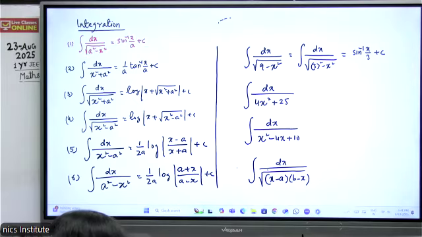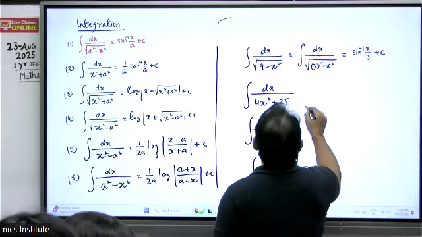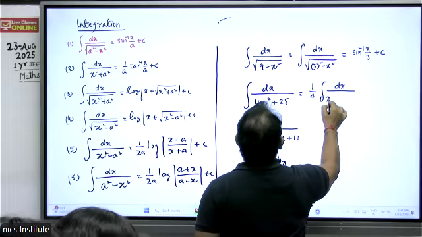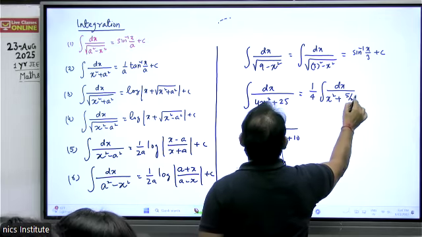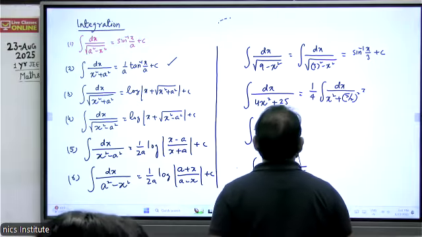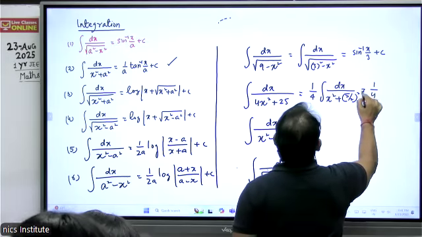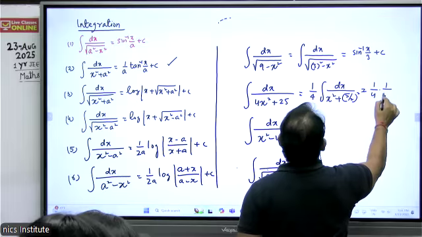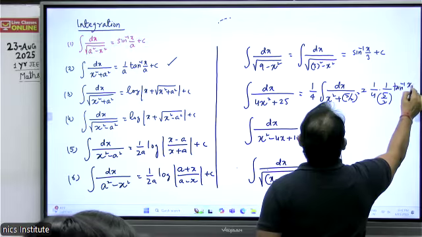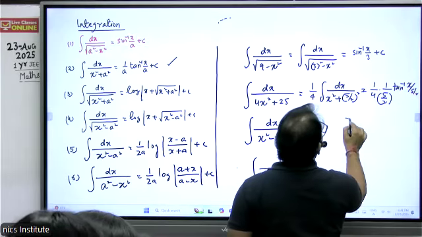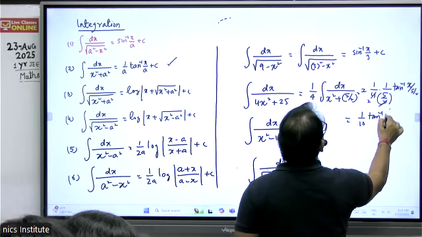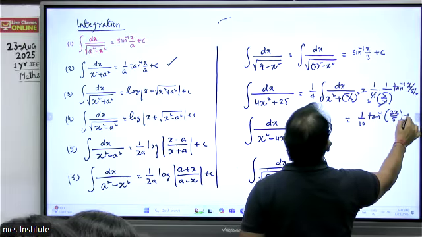So in the second one, you take 4 out. When you take 4 common, it will be dx divided by x square plus 25 by 4, which you can write as 5 by 2 the whole square. Now, which formula can you use? Number 2. So it will be 1 by 4, 1 by a. What is a? A is 5 by 2. Tan inverse x by a. A is 5 by 2, the 2 you can cancel, so 4 will be 1 by 10. Tan inverse 2x by 5.